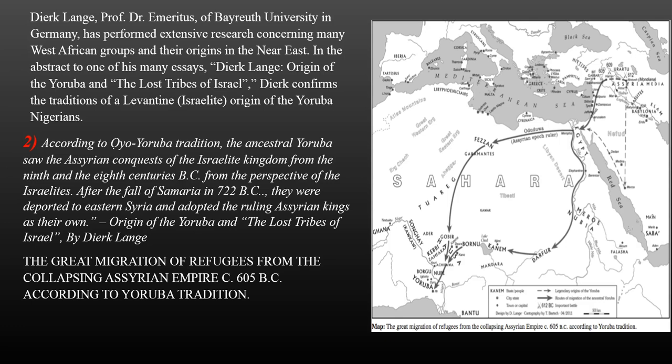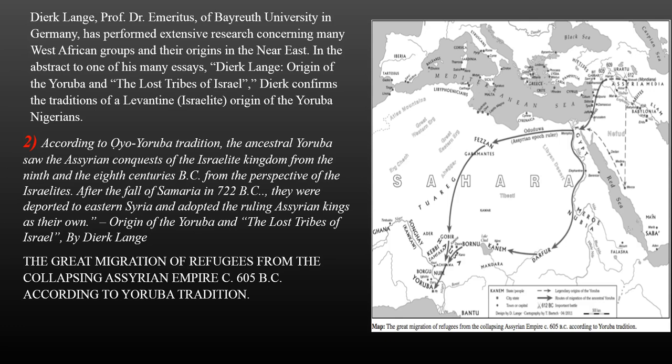According to Oyo Yoruba tradition, the ancestral Yoruba saw the Assyrian conquest of the Israelite kingdom from the 9th and 8th century BC from the perspective of the Israelites. After the fall of Samaria in 722 BC, they were deported to eastern Syria and adopted the ruling Assyrian kings as their own. The great migration of refugees from the collapsing Assyrian Empire, 605 BC, according to Yoruba tradition. And according to Dirk Lang, in this particular scenario, the Yoruba came out of the Assyrian territory. So they were part of the first migration.